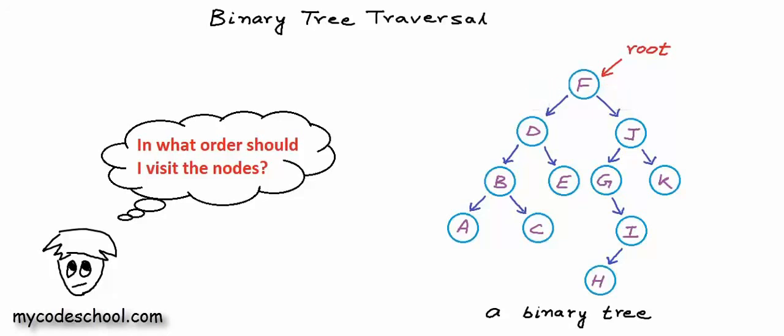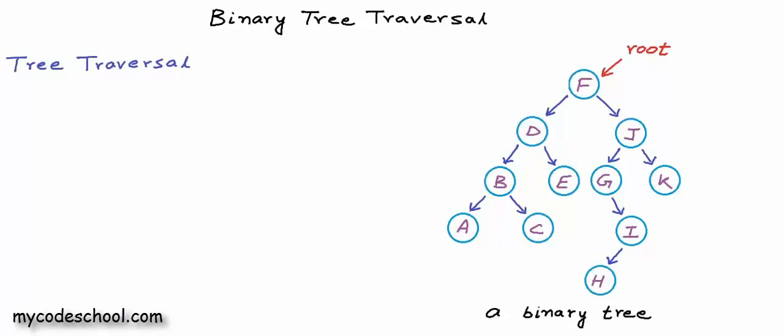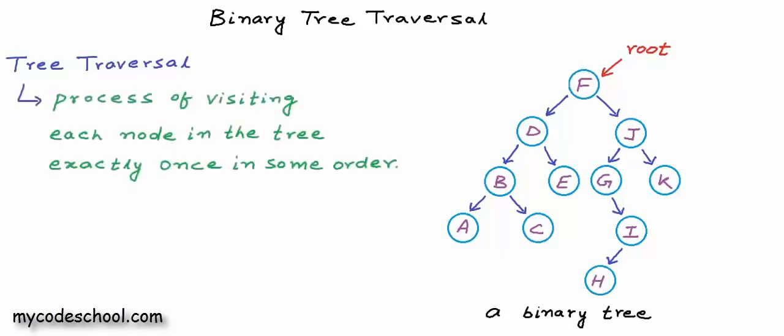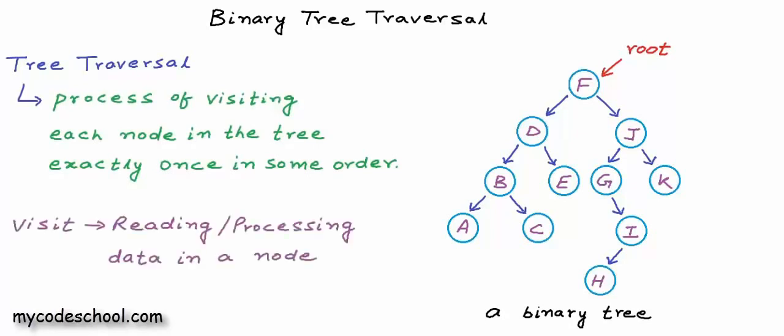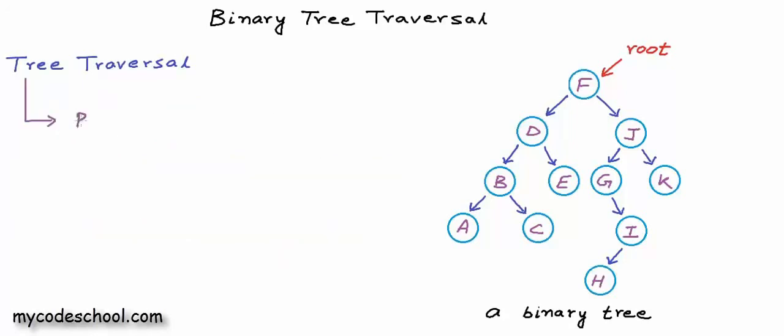So tree traversal is not so straightforward, and what we are going to discuss in this lesson is algorithms for tree traversal. Tree traversal can formally be defined as the process of visiting each node in the tree exactly once in some order. And by visiting a node, we mean reading or processing data in the node. For us in this lesson, visit will mean printing the data in the node. Based on the order in which nodes are visited, tree traversal algorithms can broadly be classified into two categories. We can either go breadth first or we can go depth first.